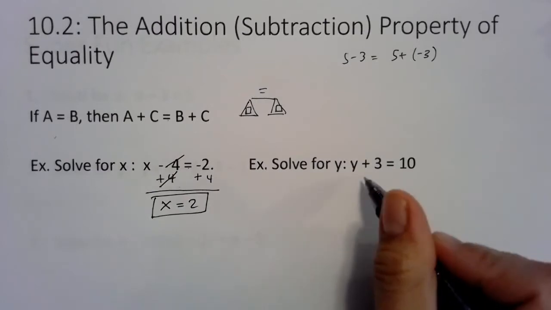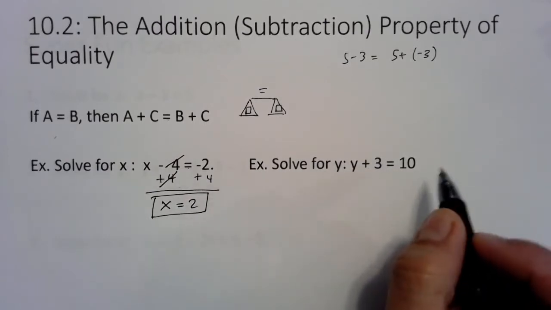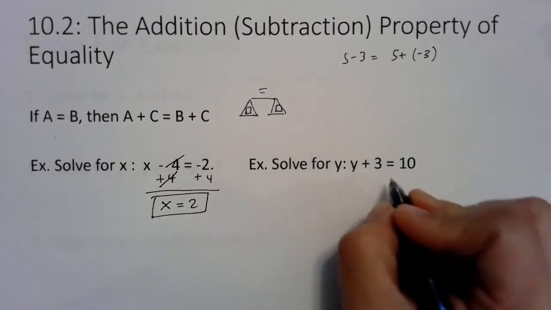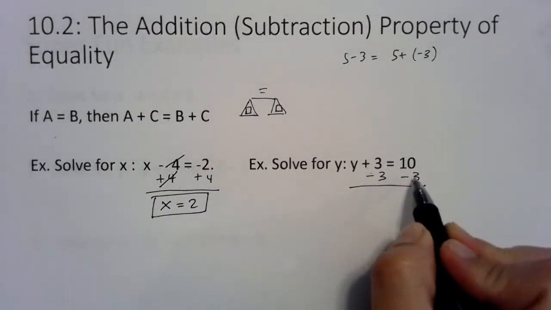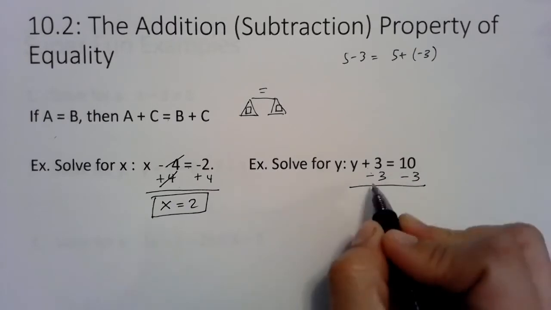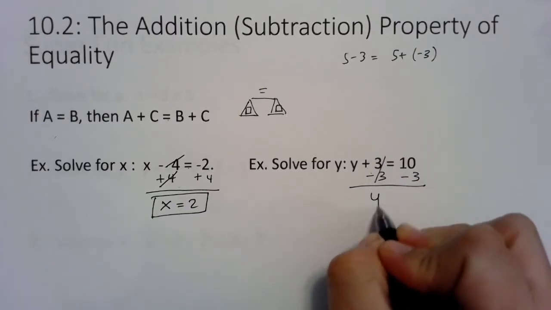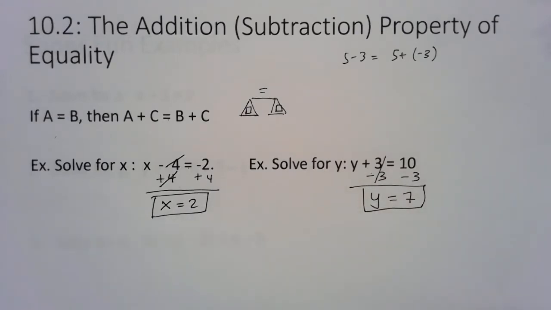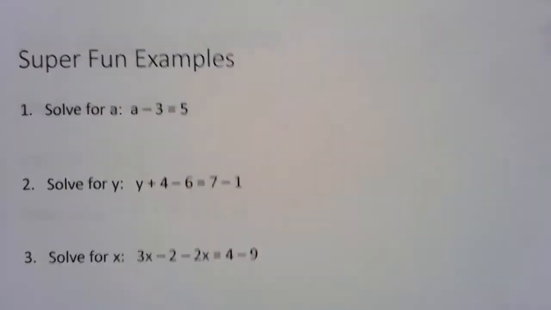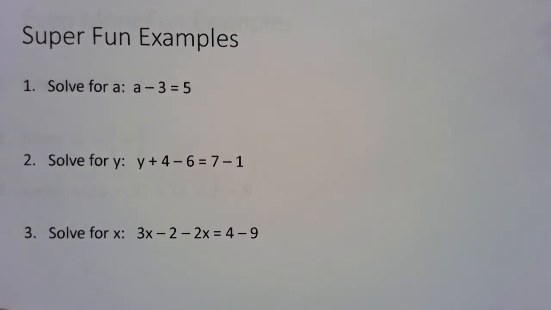Okay? Now, what about this side? If you have y plus 3 is equal to 10, well, the opposite of positive 3 would be negative 3. So we subtract 3 from both sides, because 3 minus 3 would give me 0. So it cancels it out, and you get y is equal to 10 minus 3, which is 7. Not too bad. Okay, let's do some super fun examples.